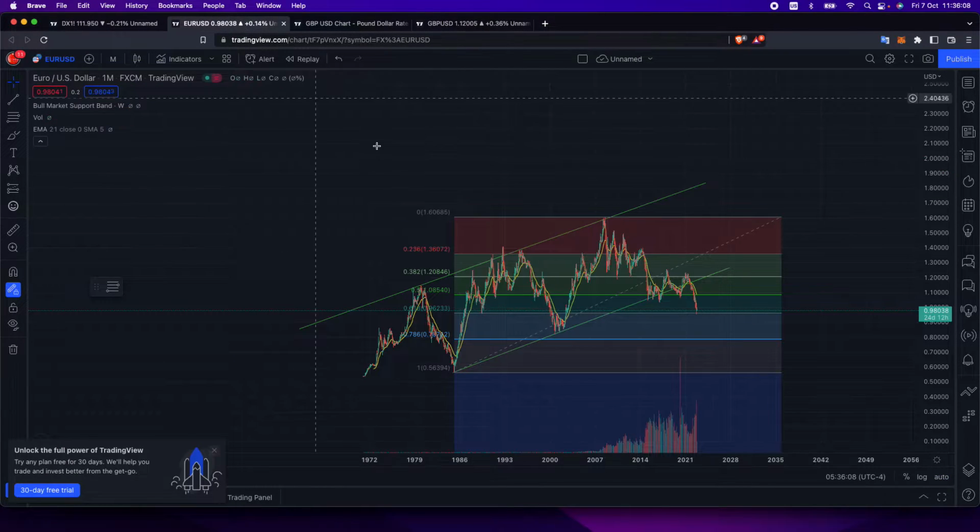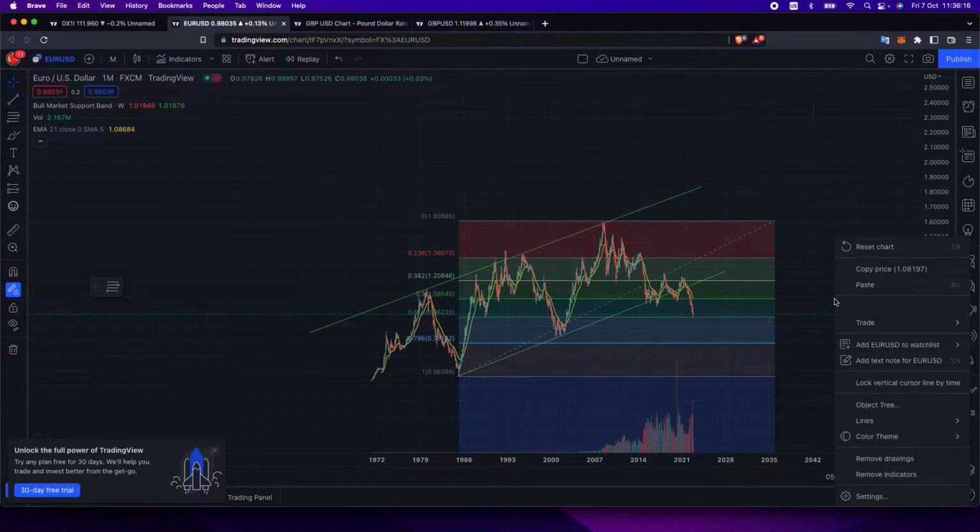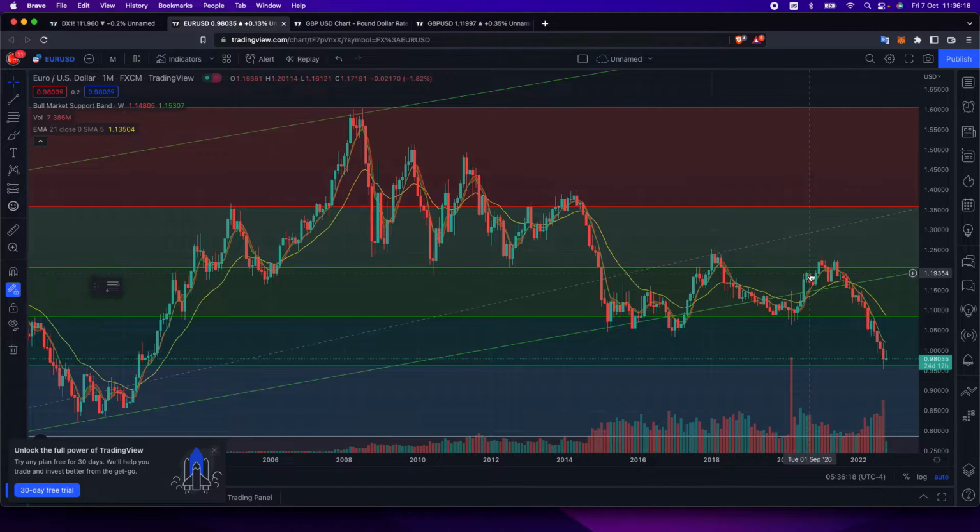Here we can have a look at the euro chart. We can see that this is also a long-term euro chart. As you can see, it goes back to the 70s. But if we zoom in now, we can see that when the war started, which was here, it just fell off a cliff, like straight down.